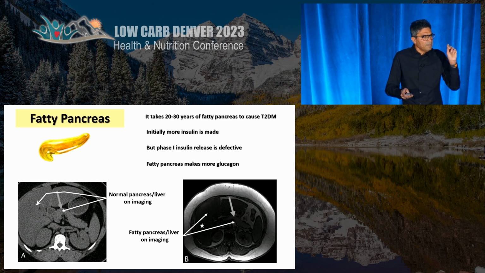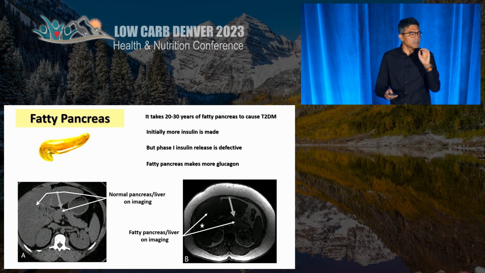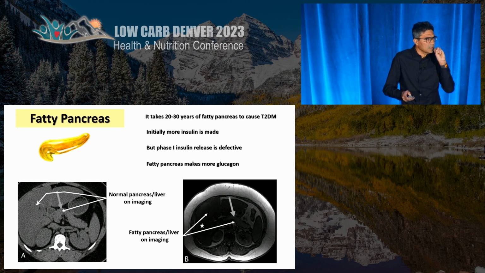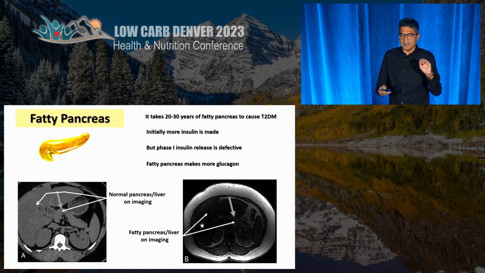But the fatty pancreas initially is actually making more insulin. But phase 1 insulin response, what that means is that when there is a slight shift in glucose, the pancreas squirts an amount of insulin into the vicinity, and it reduces glucagon production. That is gone. I've been accused of being a little nerdy, so that was a little nerdy fact.